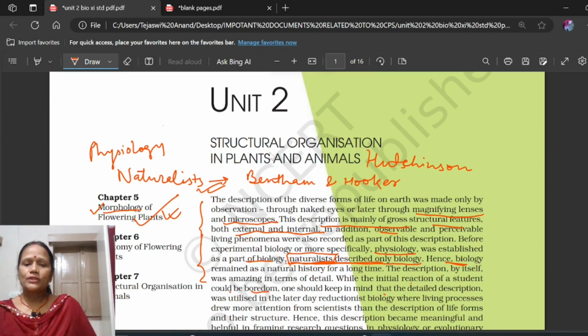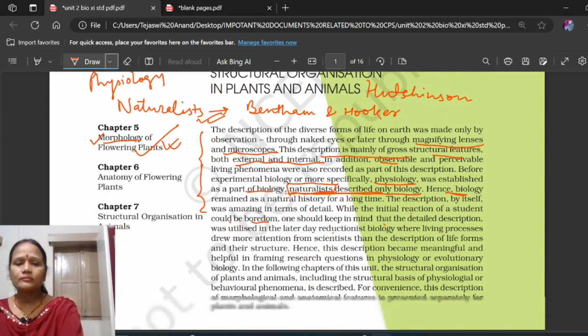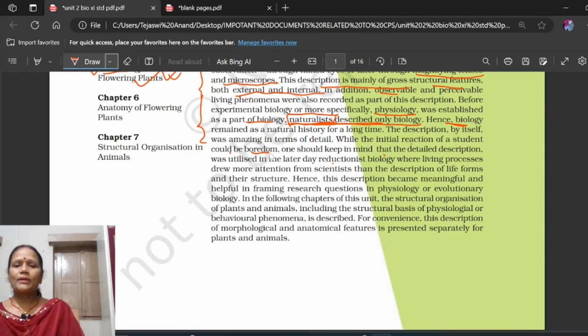In detailed descriptions, one should keep in mind that they were utilized in the latter-day reductionist biology, where living processes drew more attention from scientists than the description of life forms and their structure. So their description became meaningful and helpful in framing the research questions in physiology or evolutionary biology. But what is evolutionary biology? Don't leave any word unexplained, any word which you don't understand. Please raise your hand if you don't understand.